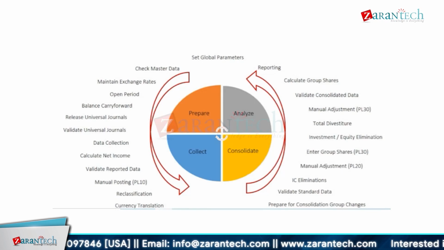One is prepare, the second is collect, the third is consolidate, and the fourth is analyze. These are the 4 activities into which the entire activity is divided. Prepare is where we start our preparation activities for consolidation. Collect is where we collect the data. Consolidate, where we consolidate the data collected, and we do analysis. That is our reporting. That is an activity of group reporting.